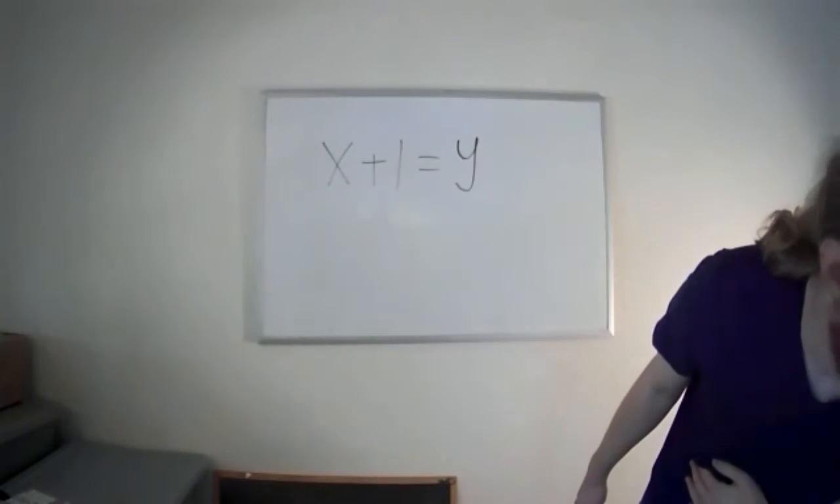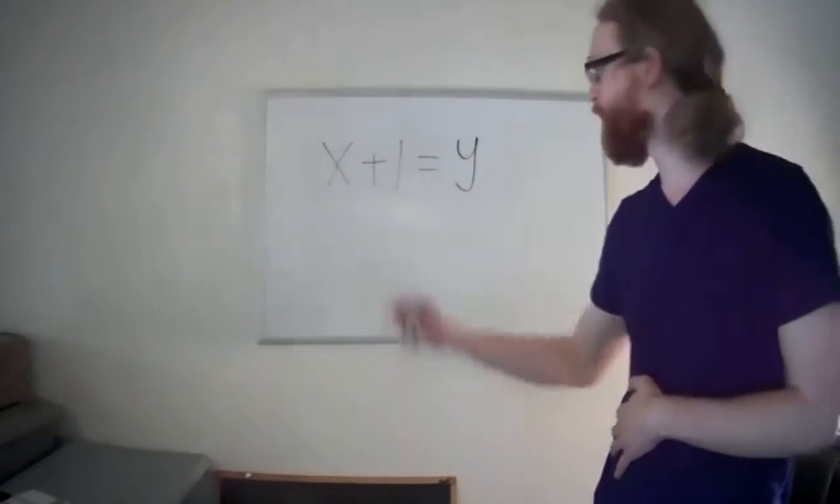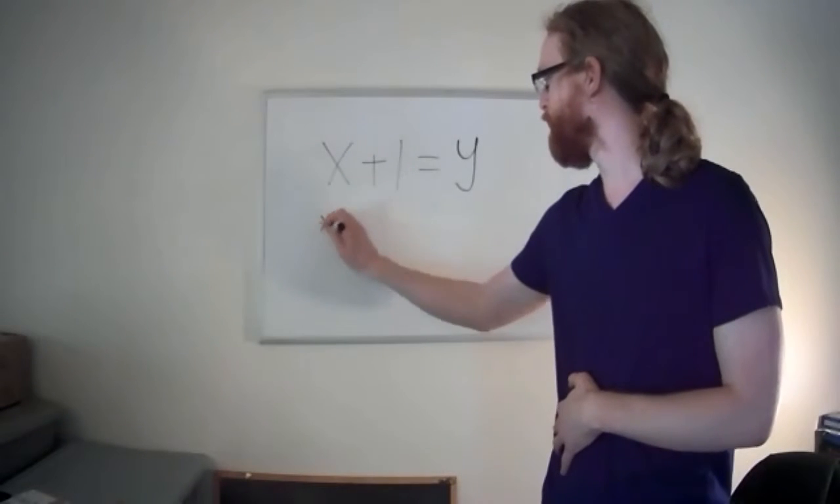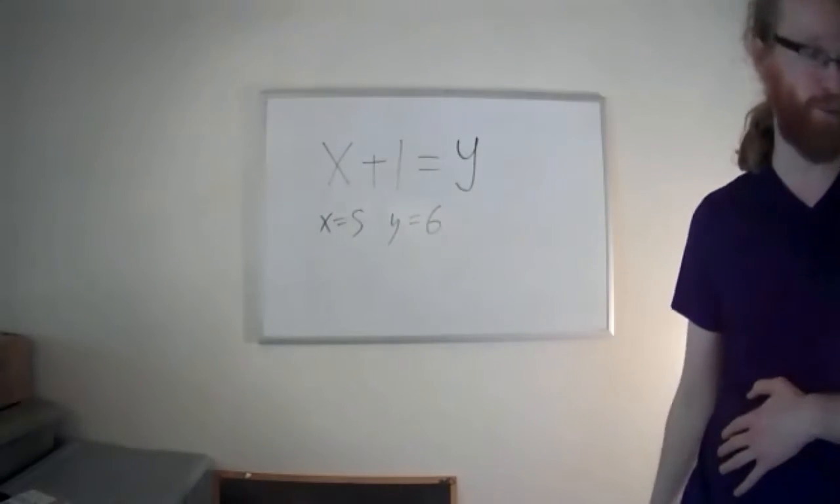X could equal 5 and y could equal 6. Okay, thank you very much. That's a good one. We could do x equals 5 and y equals 6, because 5 plus 1 is definitely 6.